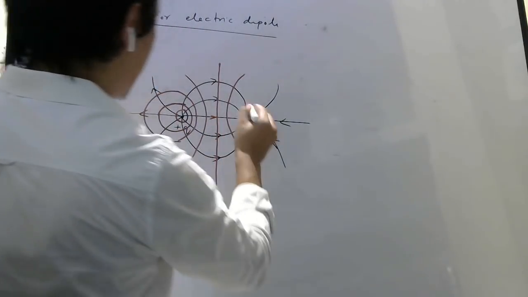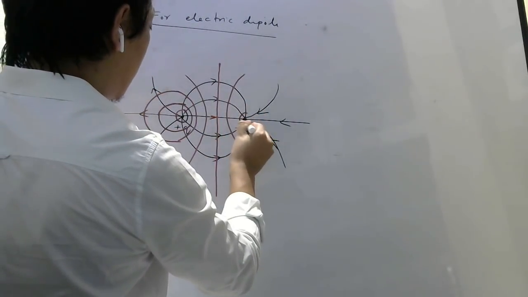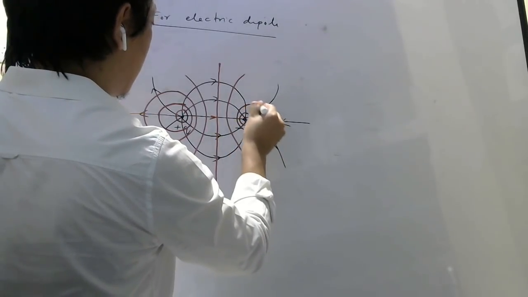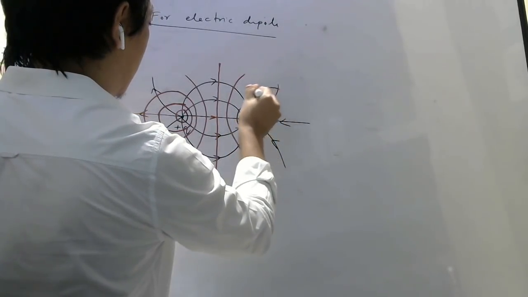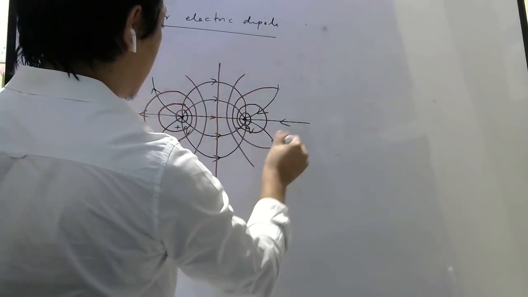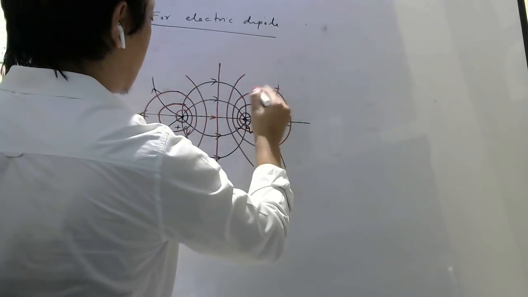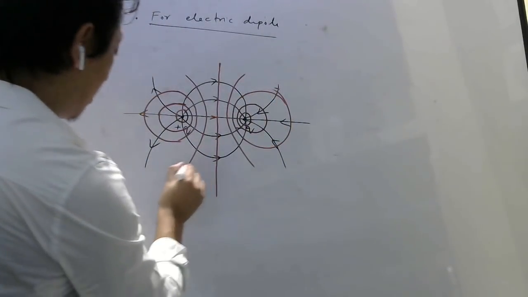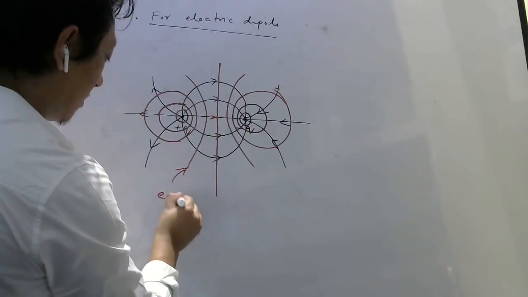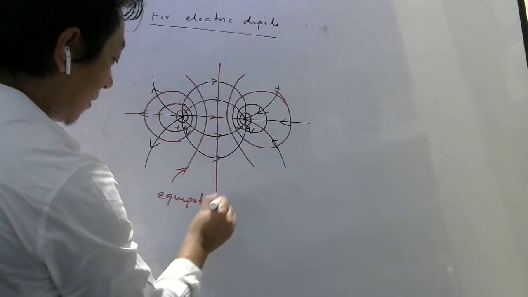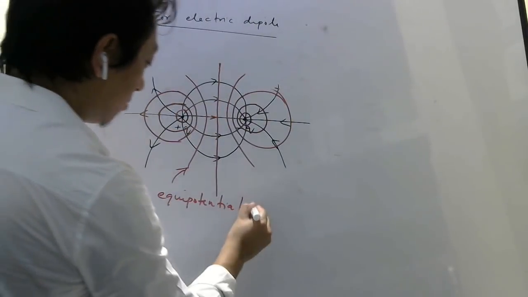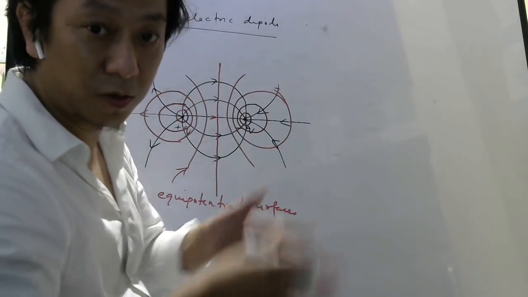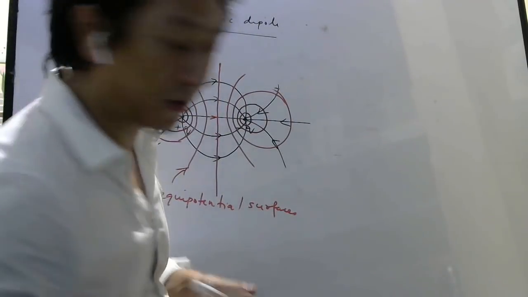Okay. Same thing you have to draw here. So you draw a sphere here, then you draw a sphere like this, then you draw something like this. Okay, like this. So basically it should be perpendicular to the lines. So these are your equipotential surfaces. If you are not able to draw this, no problem, students.